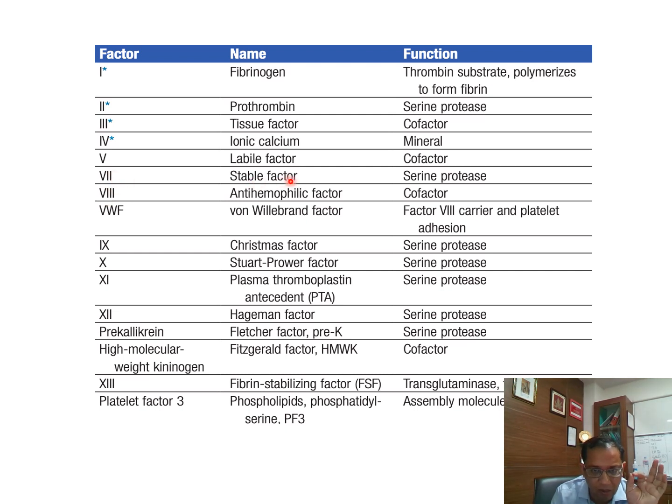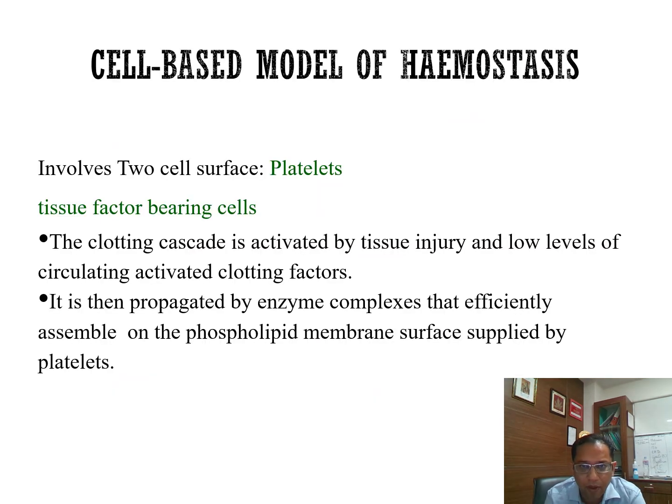There is 7, which is the stable factor. 8, we all know, is the anti-hemophilic factor, or the hemophilia causing factor. Von Willebrand factor. Factor 9 is Christmas factor. Factor 10 is Stuart-Prower. Factor 11 is PTA. 12 is Hageman factor, prekallikrein, high molecular weight kininogen, and factor 13, or the fibrin stabilizing factor, which was discovered almost last. Platelet factor 3 is another factor. So these are the various factors which have been discovered till now.